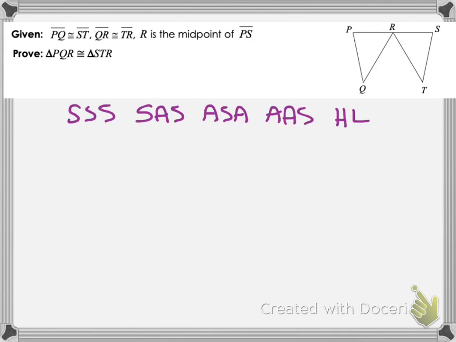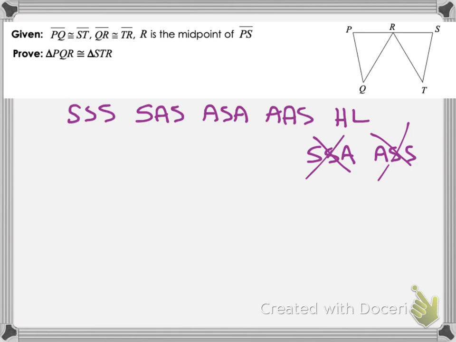Five? Yeah. The one that doesn't work is side, side, angle. This is called the ambiguous case, and that doesn't work. How do we remember that that's not the one that works? It spells a bad word when you write it backwards. So watch out for that and do not fall for that trick.